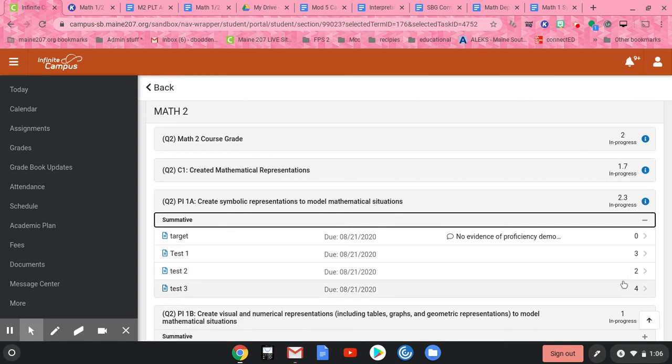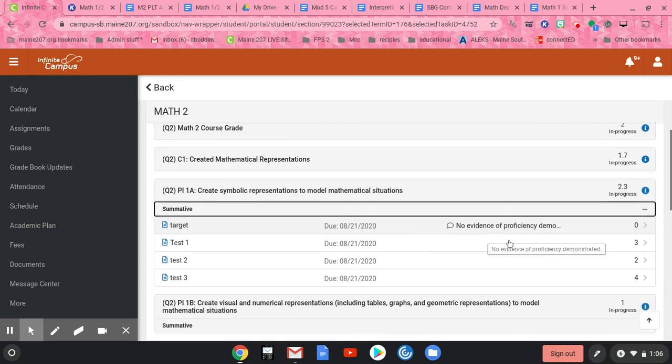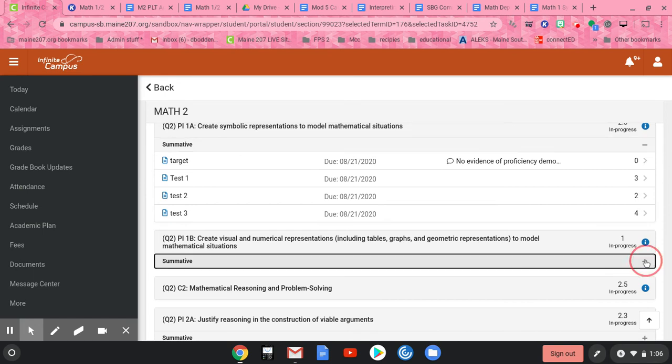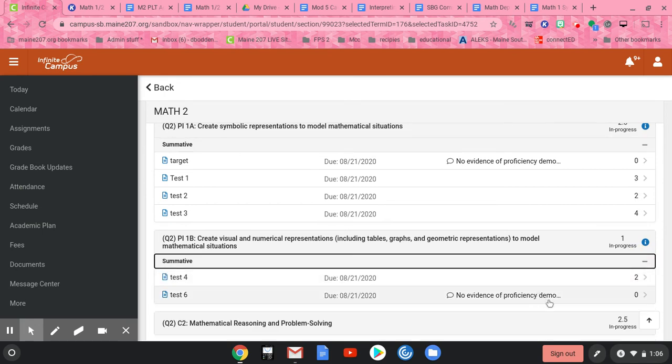Remember, the grading scale is a 4, a 3, a 2, or a 0. If you have a 0, your teacher should be putting some type of comment here so that you know why you received a 0 on an assessment. So I can dive deeper into this proficiency right here.